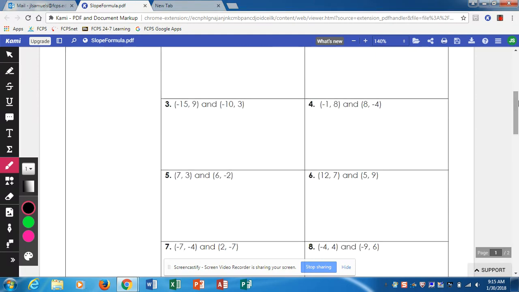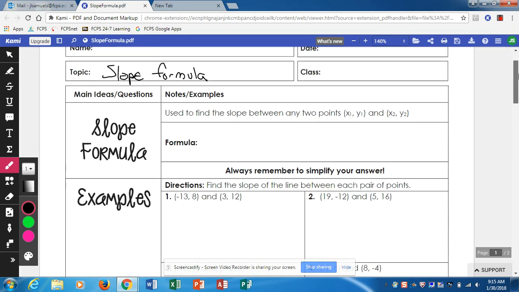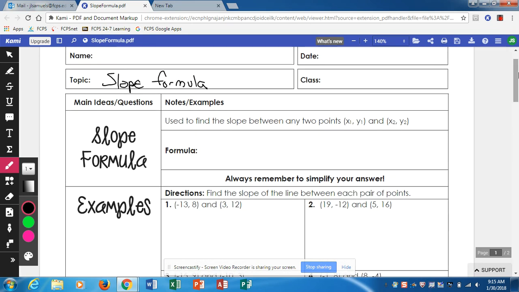Today we're talking about the slope formula. Now, in class, we spoke about how to find slope. In class, we also discussed slope-intercept form, where M is always slope and B is always the y-intercept. And now we're going to progress to the slope formula.